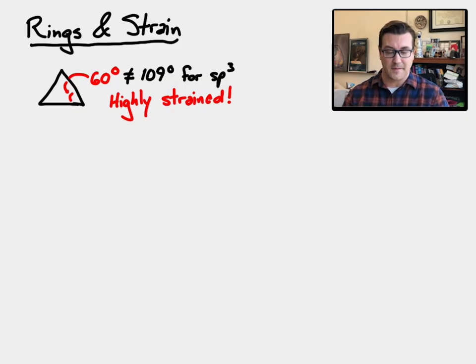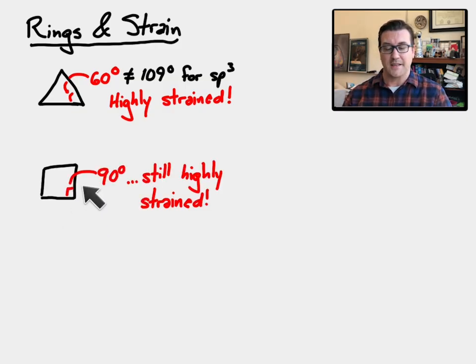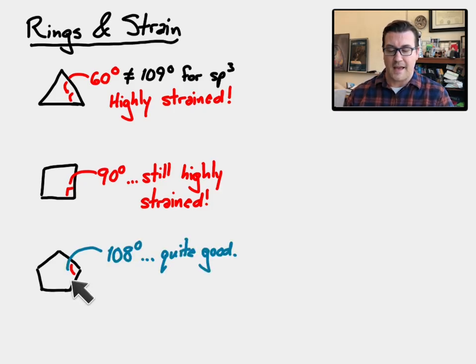It's highly strained. Now, if we look at cyclobutane, because it's a 4-membered ring, there's a 90-degree angle in there, and it's still actually highly strained. It's still not 109 degrees, so it's still a very highly strained molecule. If we go one carbon larger to cyclopentane, now that interior angle is about 108 degrees, which is pretty good. It's almost exactly the same as the idealized angle for an sp3 carbon. Now I will point out that this particular molecule is not flat. We'll look at that in another few slides.